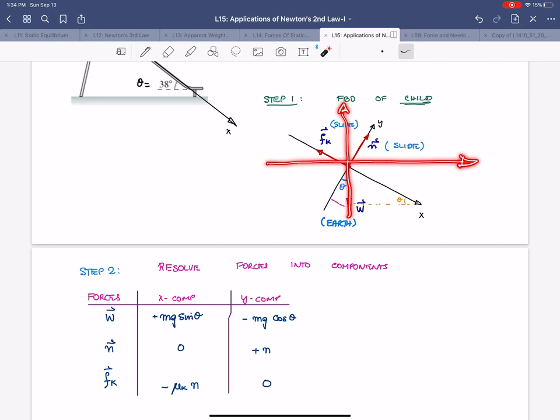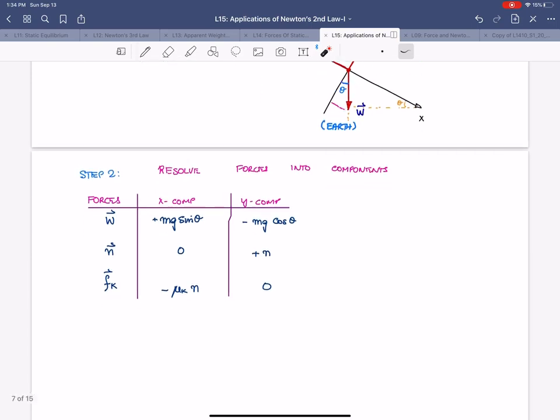One of them being it's only the weight which is in the negative y direction. Both the normal force and the force of kinetic friction will have both an x and a y component. And there are other issues as well, and we will soon see that in another part of this problem.